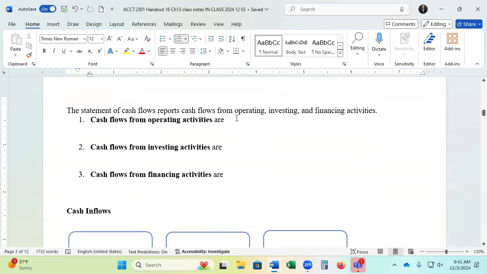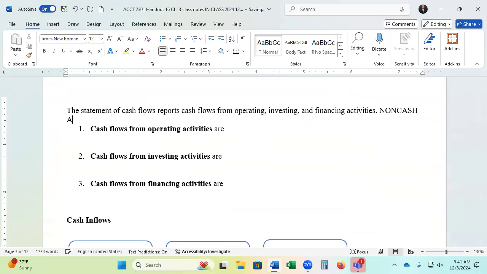So the statement of cash flows reports cash flows from operating, investing, and financing activities. Also, you should make a little note here. Non-cash activities that are material are disclosed in the notes to the cash flow statement.